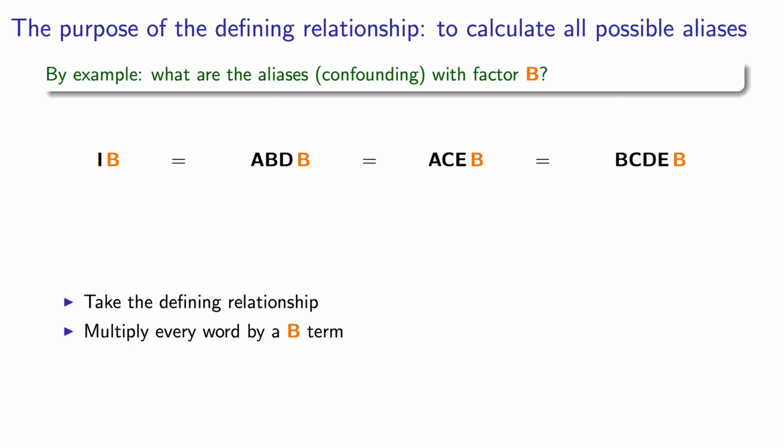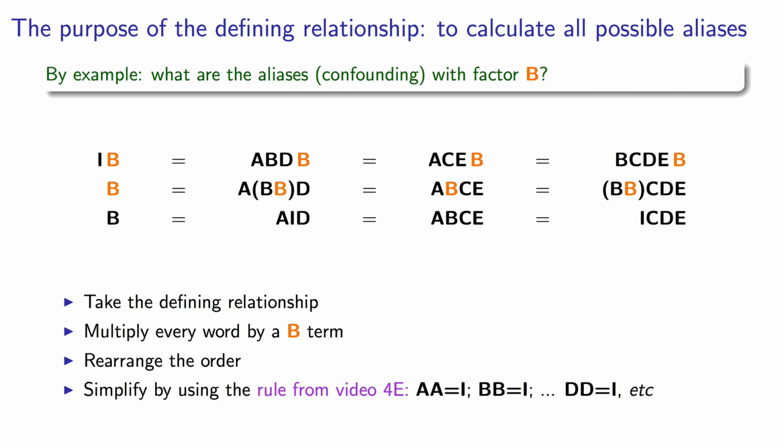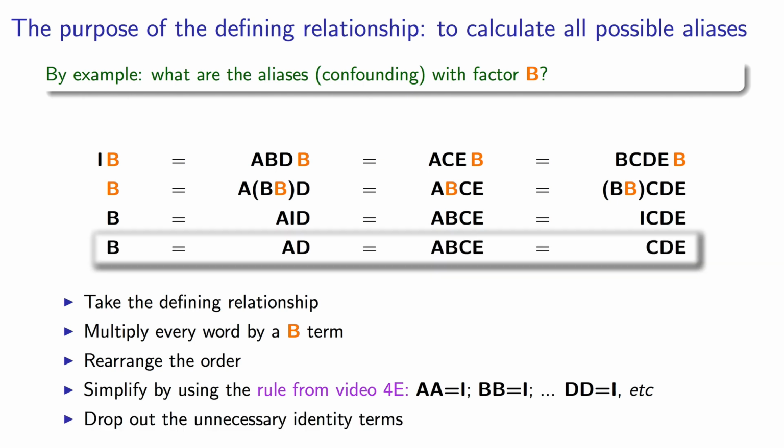IB equals ABD times B equals ACE times B equals BCDE times B. We can simplify that a bit. Remember the rule that any two letters can be dropped away when they are the same because they're equal to the identity, or a column of ones. So this becomes B equals A times D equals ABCE equals CDE.